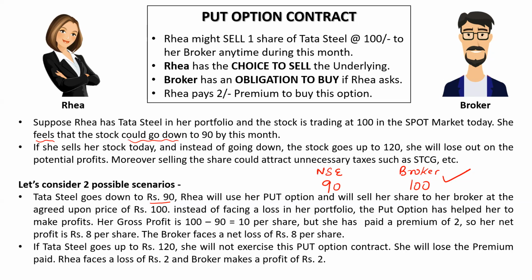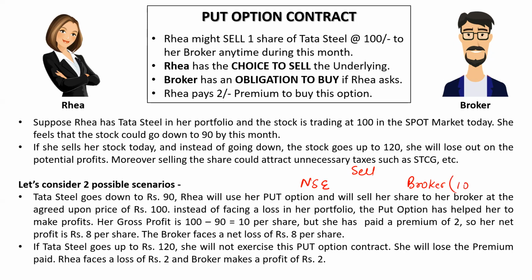But you have paid a premium of 2. So we have to reduce it and the net profit is 8 per share. If Ria is making a profit of 8, then the broker is going to lose 8 rupees in this particular contract. So this was scenario 1. How will you solve this particular question? For that, write over here sell. You can write NSE. You can write broker.